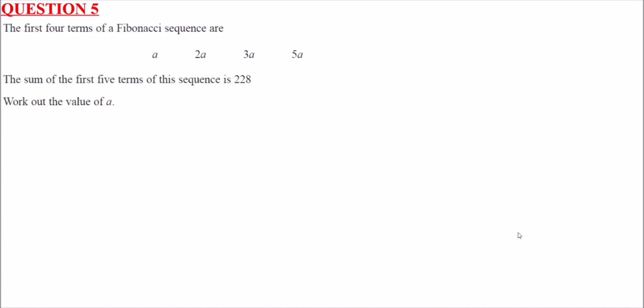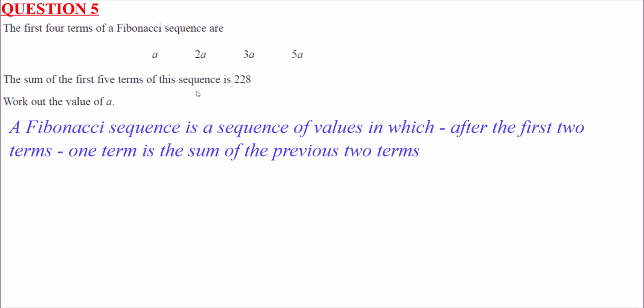Question 5, we've got the first 4 terms of a Fibonacci sequence. So first of all, what on earth is a Fibonacci sequence? We need to remember. Well, a Fibonacci sequence is a sequence of values in which, after the first 2 terms at least, one term is the sum of the previous 2 terms that went before it. So you just need any 2 terms to get going.